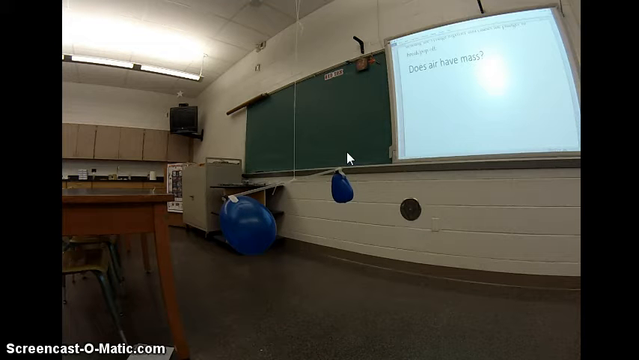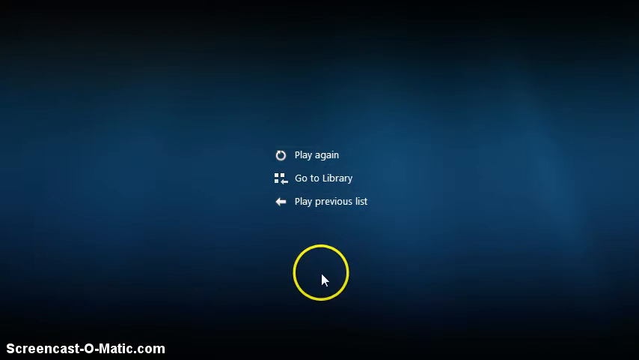Because the one balloon has more mass than the deflated balloon, which has very little air, we have shown that air does have mass.